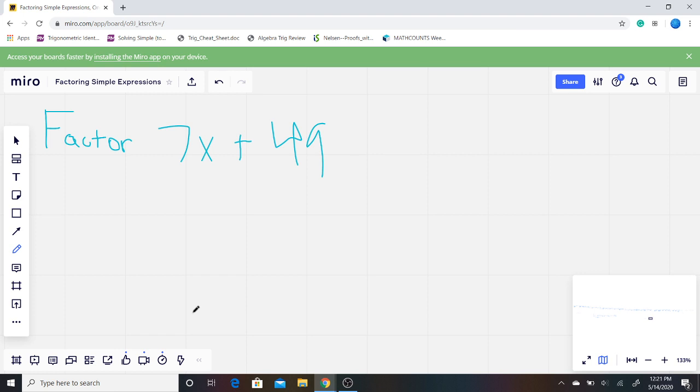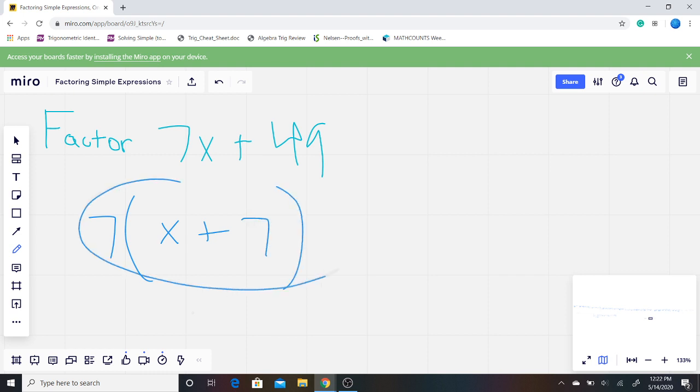Okay, so I'm going to find the GCD, and the GCD in this case is 7, because 7 divided by 7 is 1, and 49 divided by 7, that's the most we can go. So I'm going to pull out a 7. Then I'm going to have the open parentheses, like we did earlier. Then 7x divided by 7 is x, plus 49 divided by 7 is 7. And this is our answer.